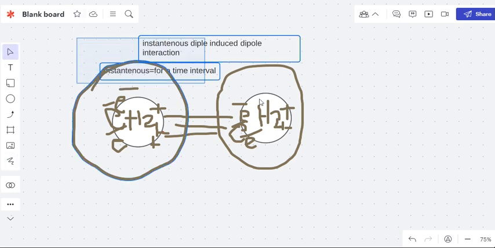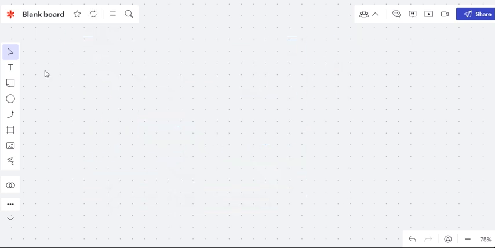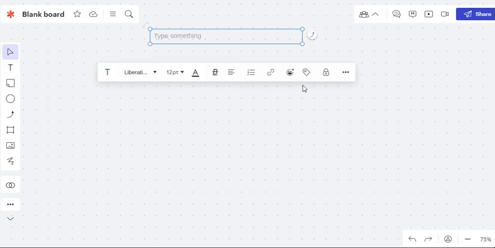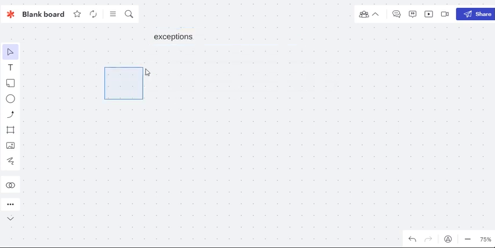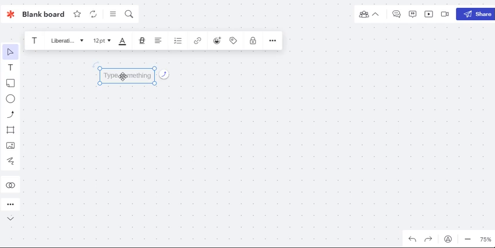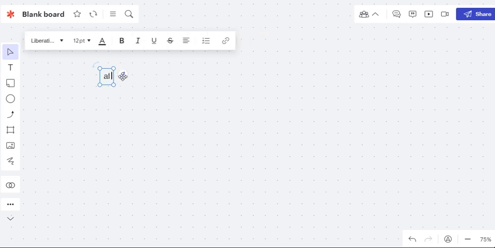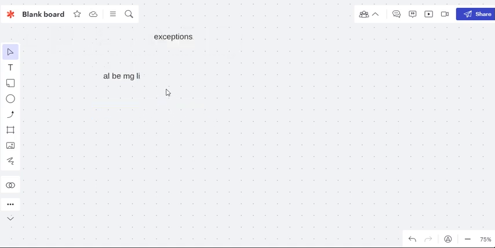So I would like to discuss a very important concept here, which is known as exception. The exception is that whenever we talk about the halides of certain metals, which are aluminum, beryllium, magnesium, or lithium, for example, when chlorine, bromine, and iodine make a bond with aluminum, beryllium, magnesium, and lithium.